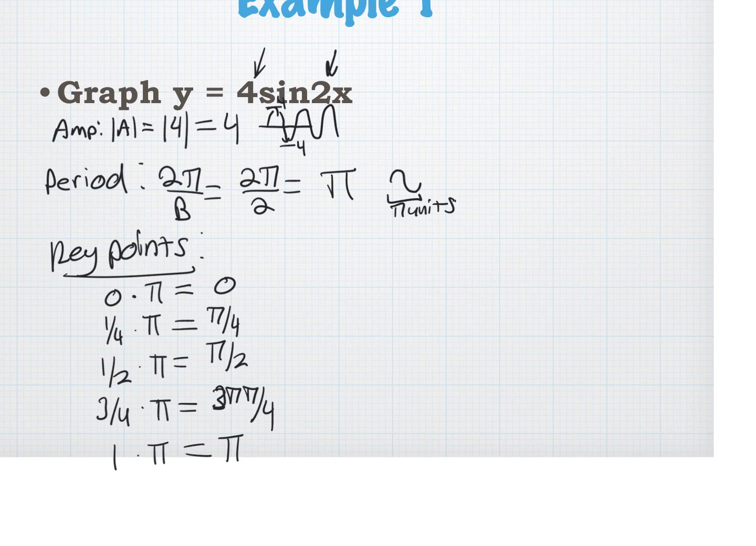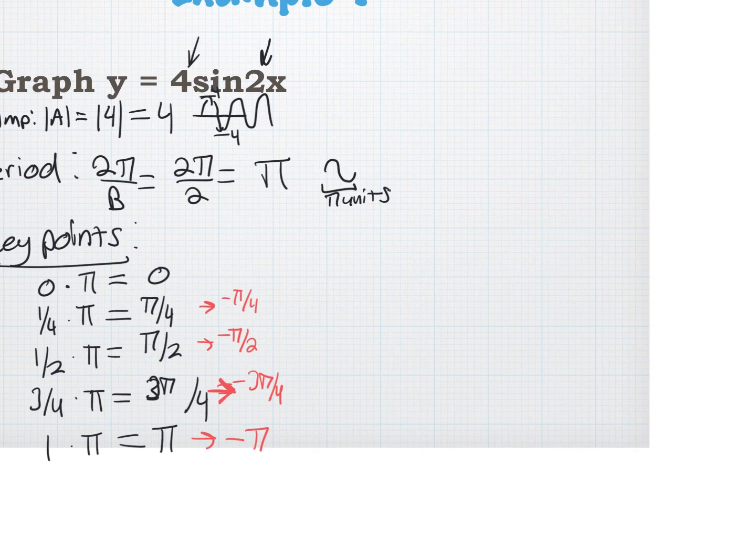Because we don't have any horizontal shifting, we can make all of these negative as well, and we're also going to have key points there, right? So pi over 4, I can make negative pi over 4. Pi over 2, I can make negative pi over 2. 3 pi over 4, I'm going too fast, I wrote 2 pi's, is going to be negative 3 pi over 4. And then pi is going to become negative pi.